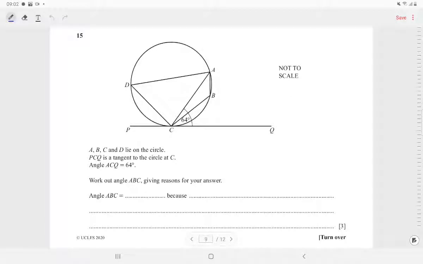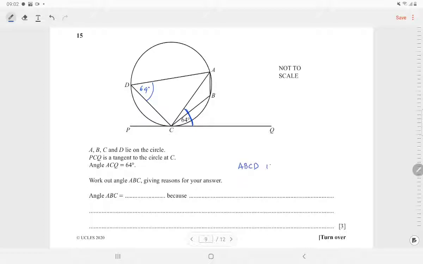Next. For number 15, this is circle theorem. ABCD is a cyclic quadrilateral. So when the angle of this is based on the circle theorem, 64, this one also will be 64 degrees. And then angle ABCD.